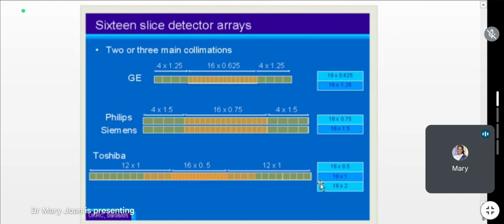So this is how the three companies arrange their detector collimators. Here you can see that there are small ones in the center and bigger ones at the periphery. Philips has a greater number of smaller ones in the center and bigger ones at the periphery, while the other company, Toshiba, has a mixed pattern of smaller ones in the center, slightly bigger ones next, and then towards the outside multiple bigger ones.